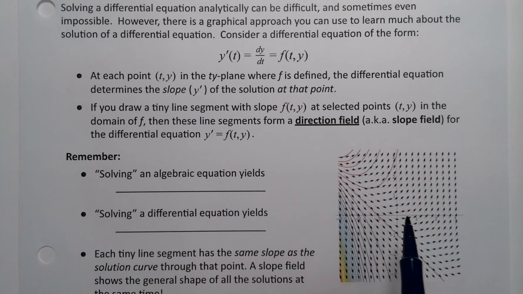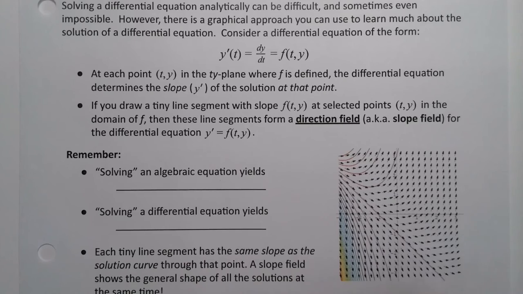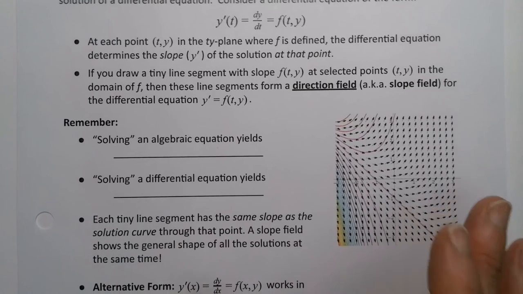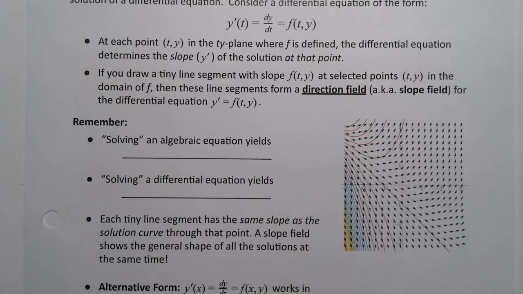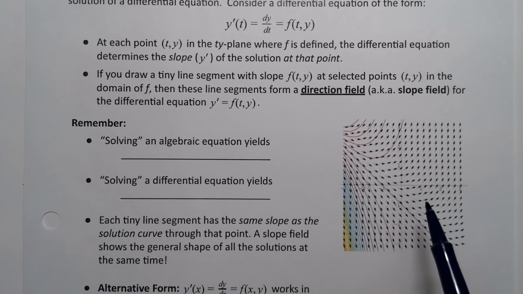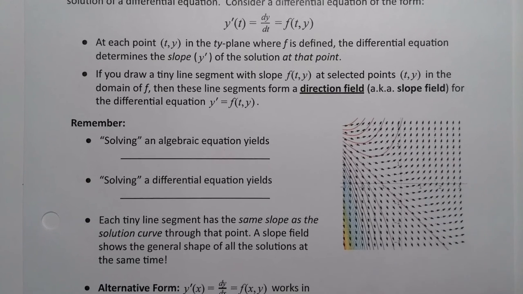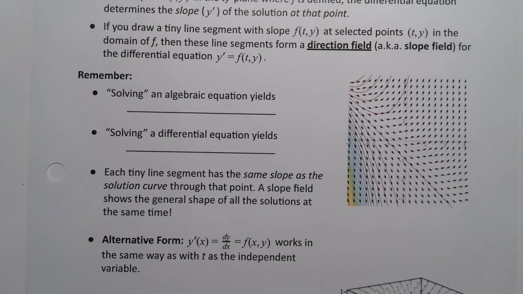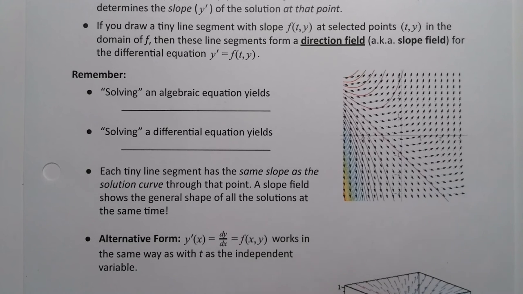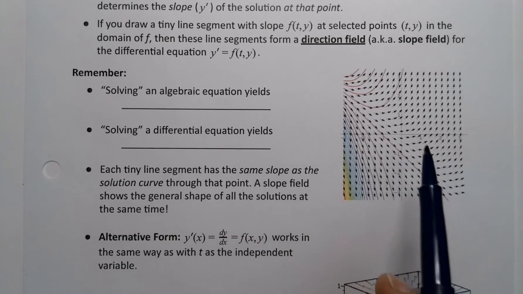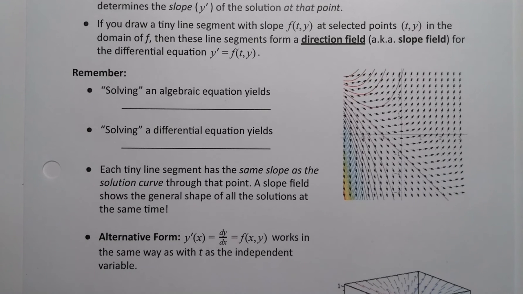If you draw tiny line segments with the slope at selected points in the domain of f, then these line segments form that direction field, also known as a slope field, for the differential equation. Now, this also has little arrows on it. You'll learn why that is in Calc 3. Suffice to say, that's the program I'm working with that draws little arrows on it for a good reason. But in Calc 2, we don't draw the arrows. We just let them be line segments.